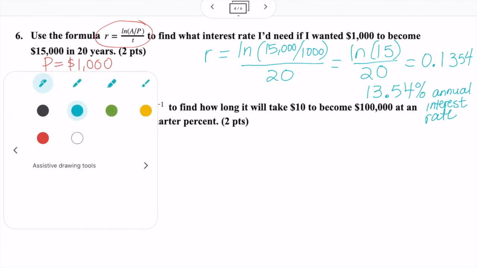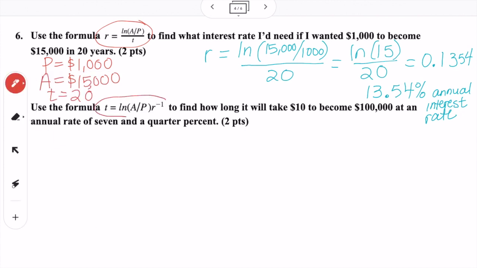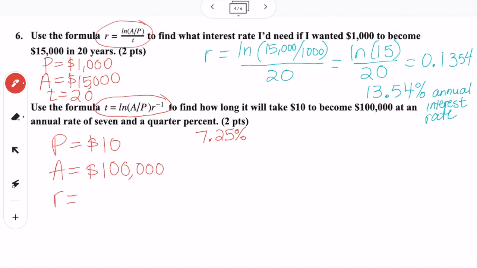One more, we're going to use our time formula now to calculate the length of time it will take for $10 to become $100,000. I would expect that this would be a long time because that is a great investment. Our annual rate is 7.25%. And if I turn that into a decimal, I get 0.0725. And we're ready to use our formula.